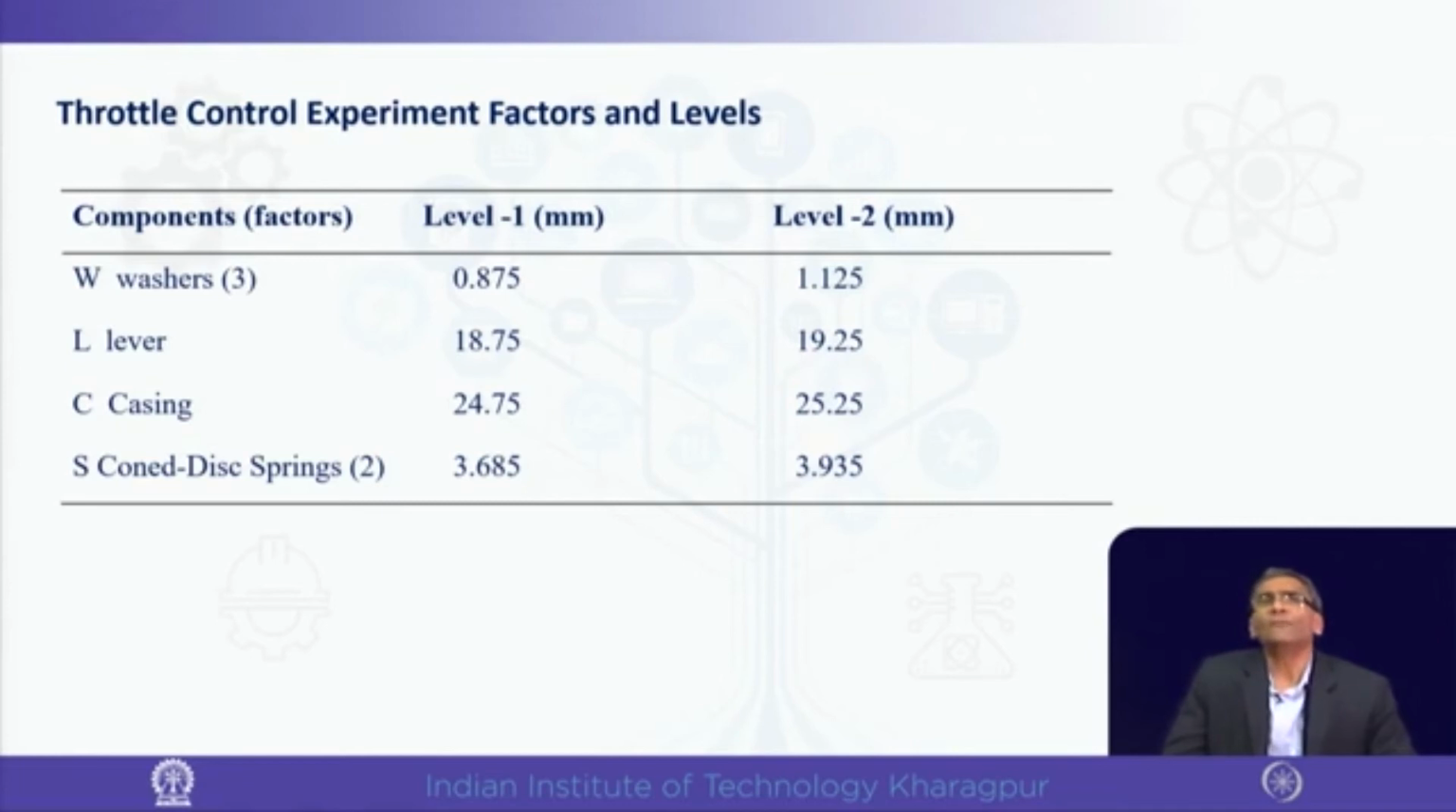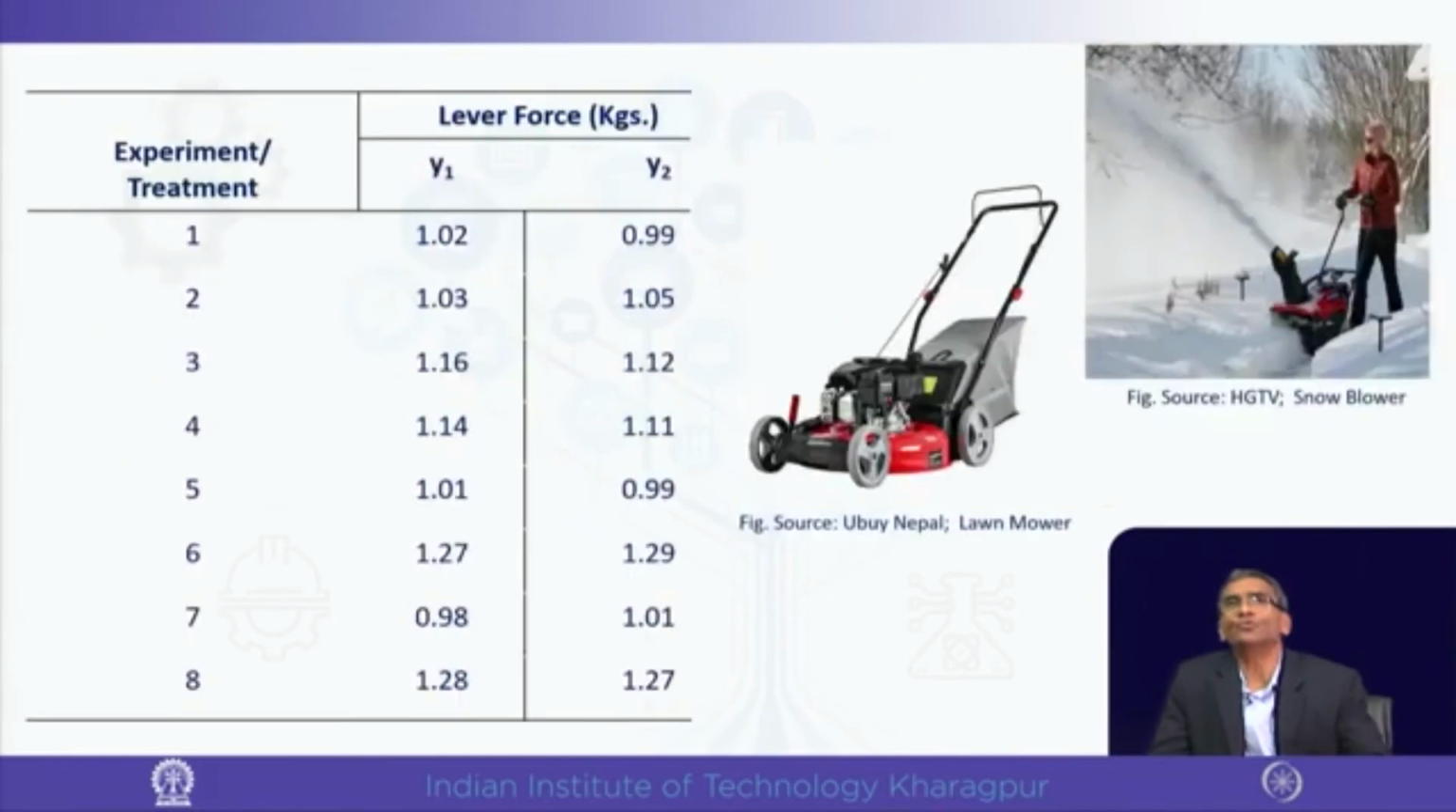So, similarly it has been done for all components, the minimum and maximum, where for lever and casing it was 0.25. So, you can see the nominal value for lever was 19. So, 19 minus 0.25 is 18.75 and that is 19.25 on the higher side. Casing was 25. So, it is 24.75 on the lower side and 25.25 on the higher side. Similarly for cone disc spring, etc. So, this is the minimum and maximum values.